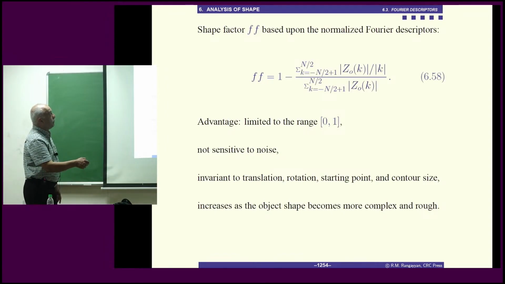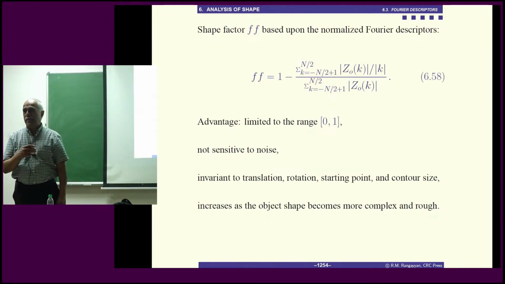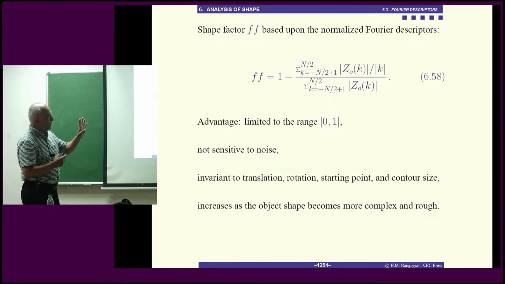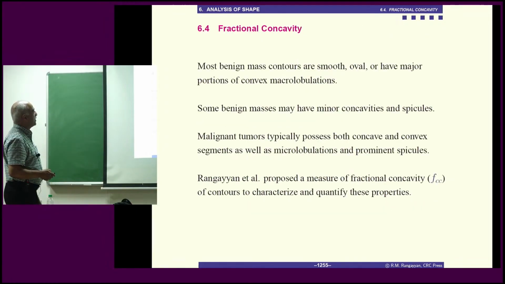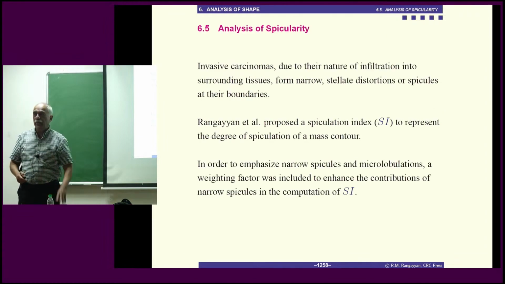If you were to multiply by K, then you'll be sensitive to noise, and we didn't want that. So it's a bit strange, but you will see how it works. I'll go back and show that table again with the shapes later. Fractional concavity I already mentioned, so I'll skip this. I showed that picture earlier.